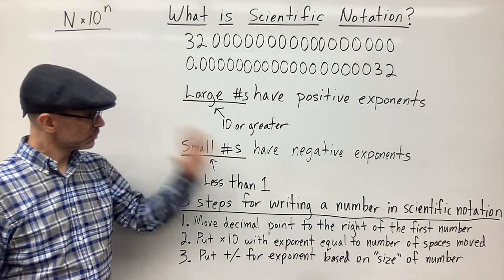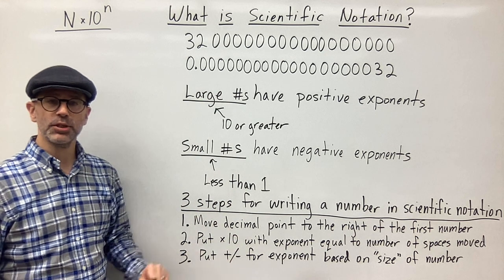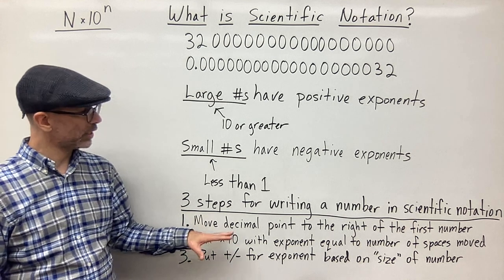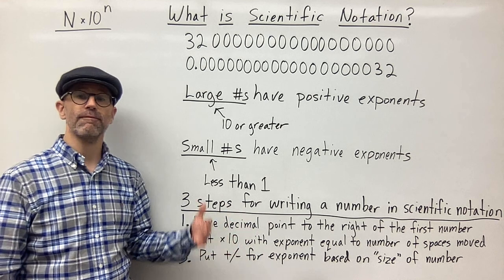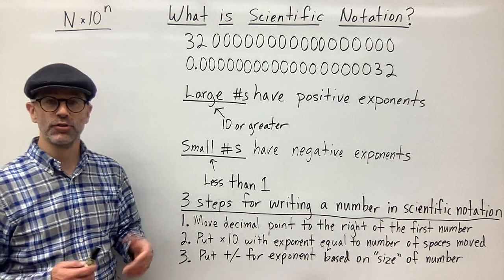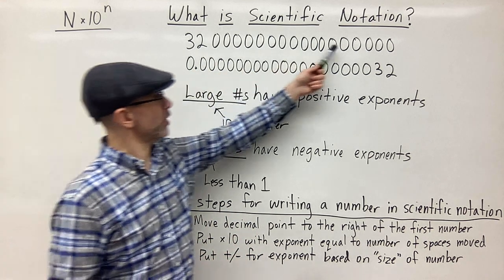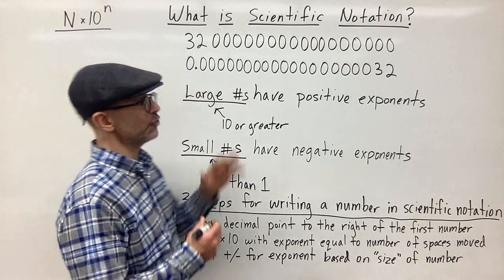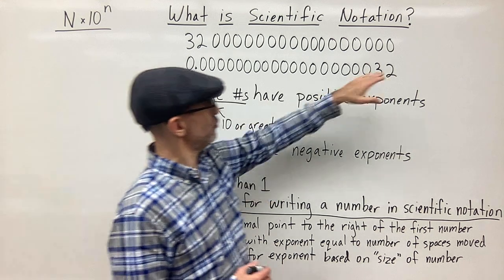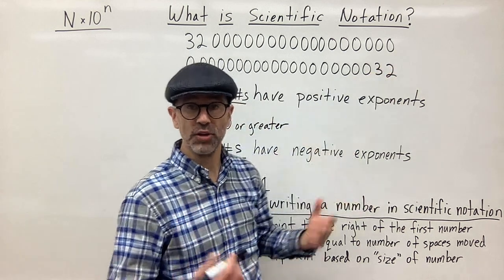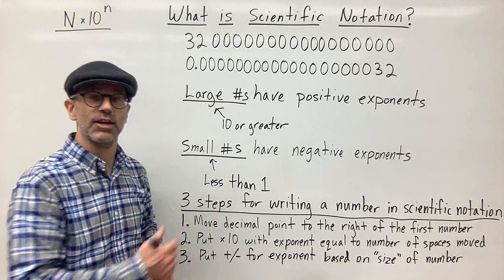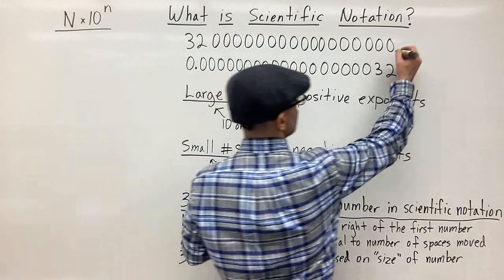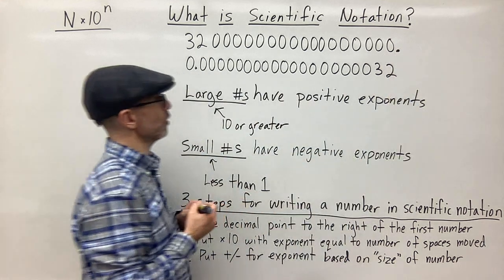Okay, so let's talk about the 3 steps of converting a number into scientific notation. So step 1, you're going to move the decimal point to the right of your first number, right? So whatever the first number is. So for this top number here, this huge number, the first number is the 3 here. So if there's no decimal point in your number, assume that the decimal point is at the end. That's always understood, that the decimal point is at the end of your number if it's not actually explicitly written down. So the decimal point would be there for that number.